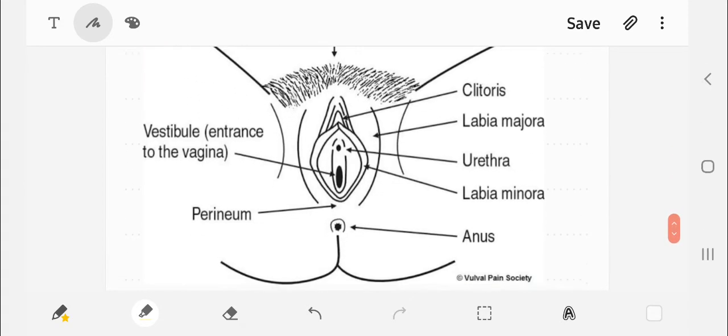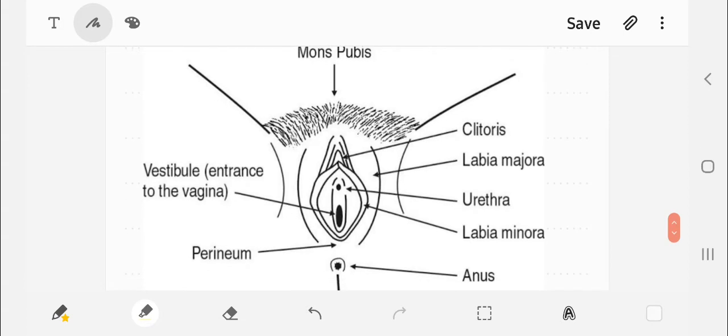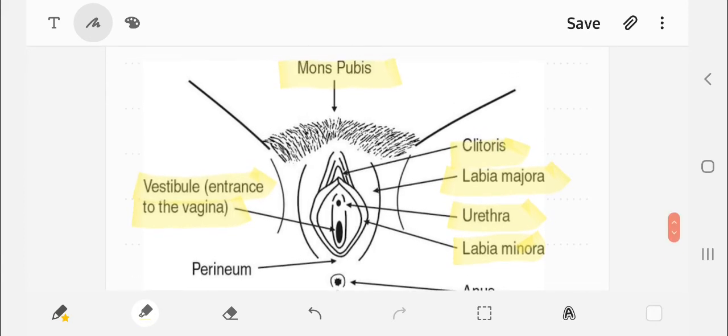So you can see the diagram in which the various parts of the external genitalia, that is the vulva, are shown. That is the fatty area with pubic hair, the mons pubis. Then there is the labia majora, followed by the labia minora, which covers the opening of the urethra and vestibule, and then we have a finger-like projection, the copulatory organ, the clitoris, and this is the diagram of your external genitalia, that is the vulva.